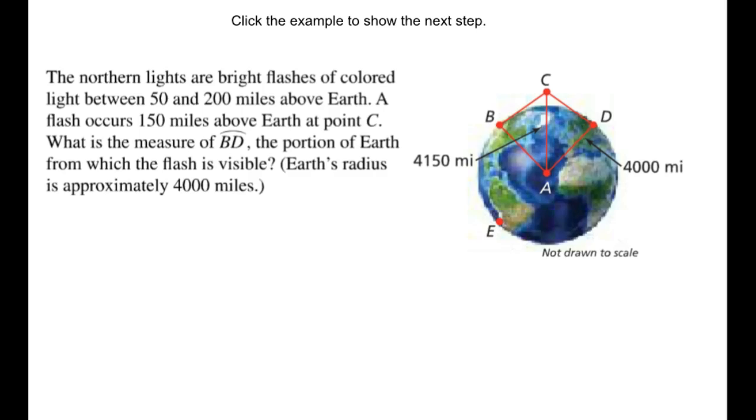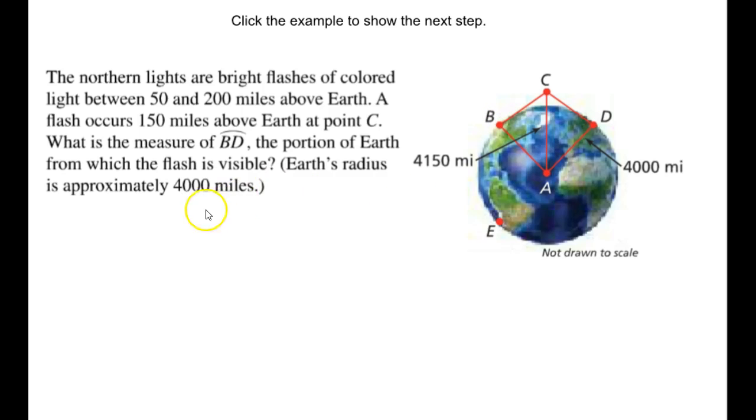So now here's our real world example. The northern lights are bright flashes of colored light between 50 and 200 miles above Earth. A flash occurs 150 miles above Earth at point C. What is the measure of arc BD, the portion of Earth from which the flash is visible?